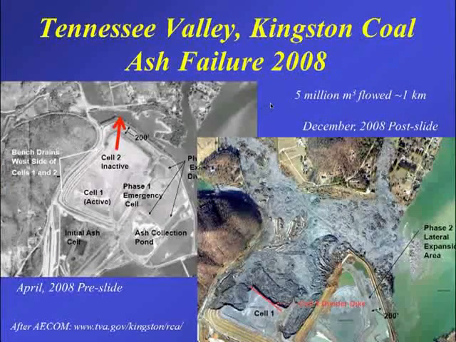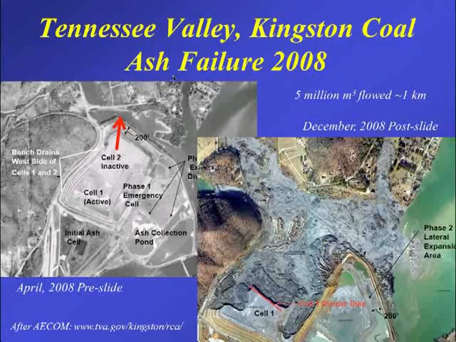Recently there was a fairly prominent failure in Tennessee Valley. It was the Kingston coal ash failure in December of 2008. And so on the left here is an aerial photograph of the tailings facility in April prior to the slide. And the slide again was in the corner of the tailings structure. And in the bottom right-hand corner is an aerial photograph shortly after the slide. You can see the extent of the failure and the flow.